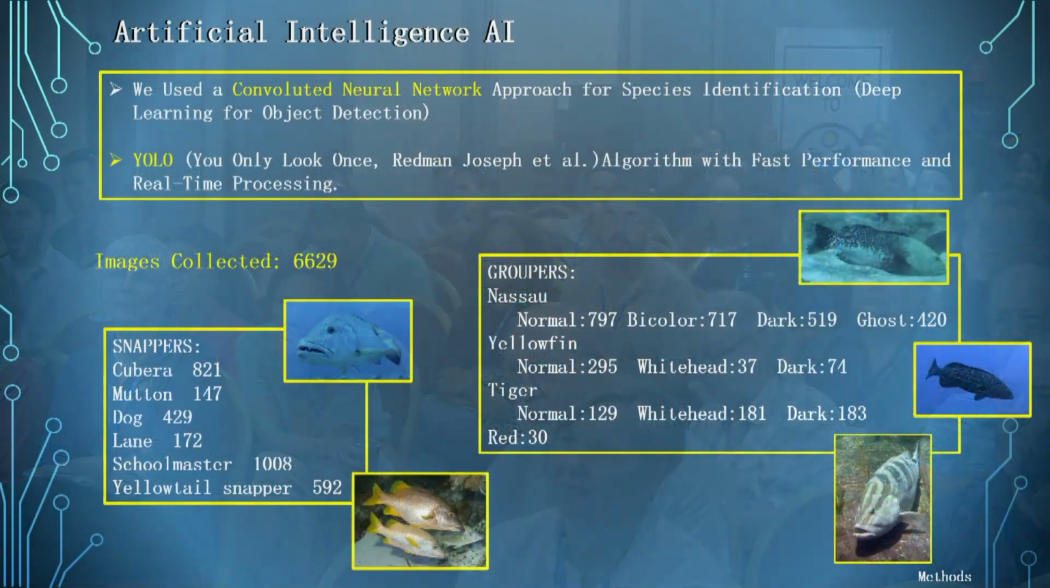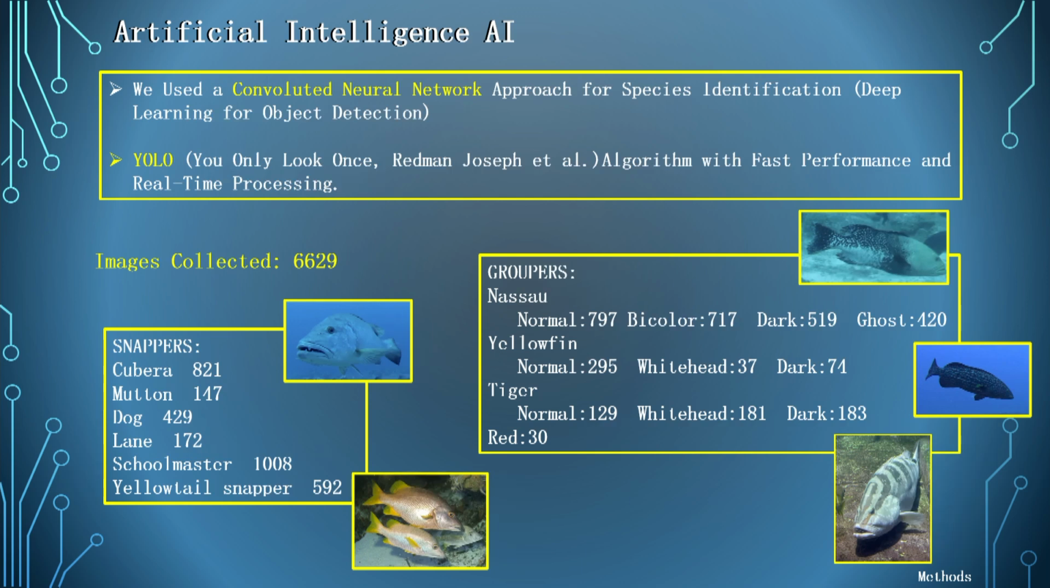So what we needed to do was develop a model to identify the fish species that we're interested in. We use a convolutional neural network platform, which is a deep learning AI platform for object detection. It's well known, it's well used for that. In particular, we used an algorithm called YOLO. This is under the CNN umbrella, and this is used by other modelers who work with fish identification, and it's preferred because it has really fast performance and it does real-time processing.